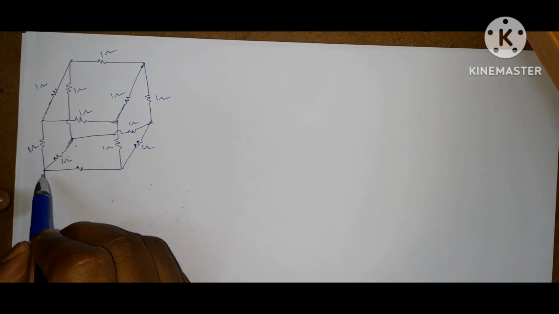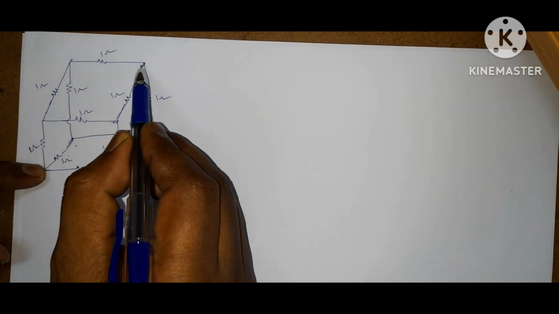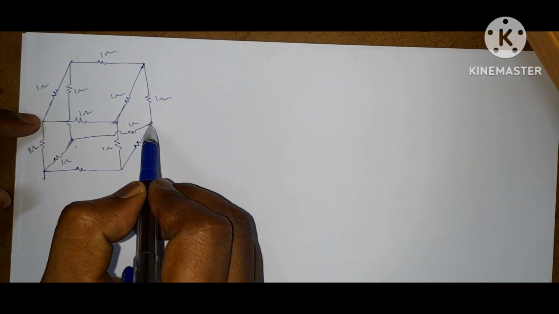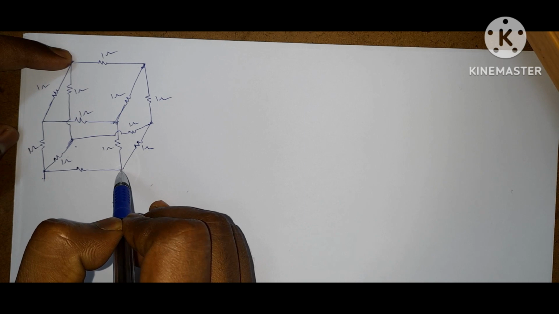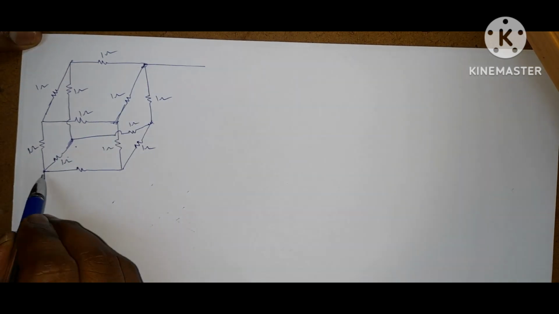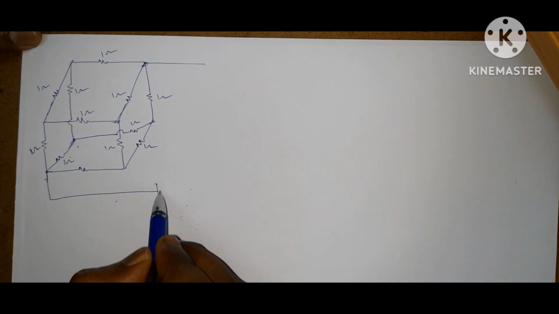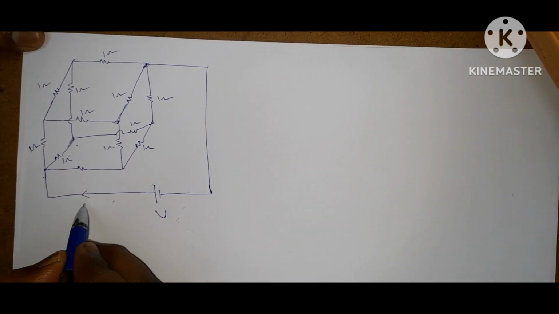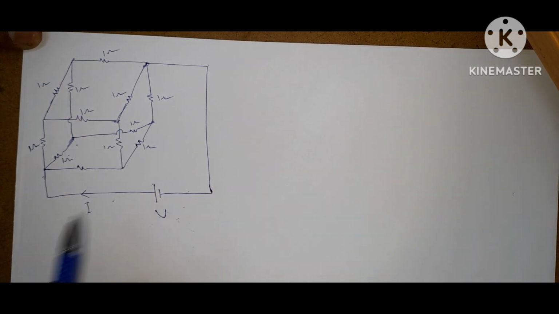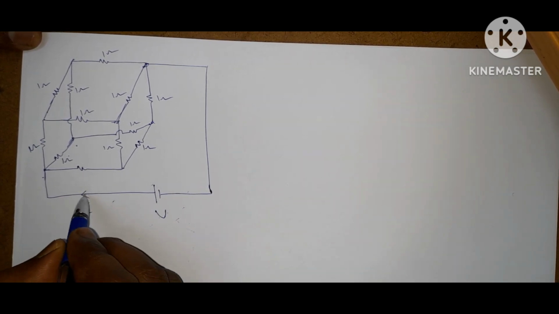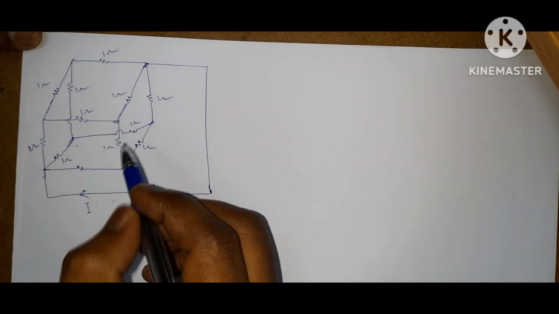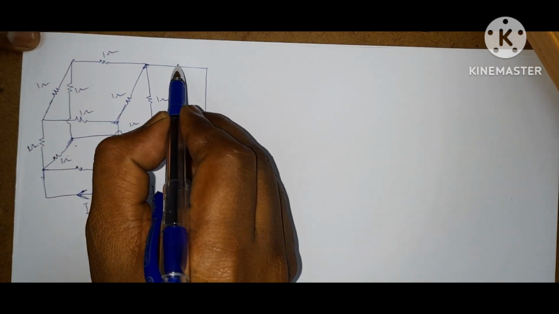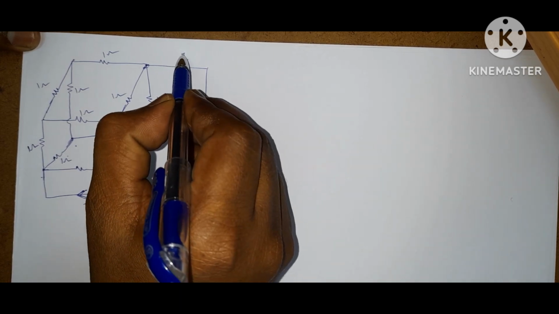Diagonally opposite nodes means this node to this node, or this node to this node. From this node to this node, connect one external voltage source, let it be V. Due to this voltage source, current I is flowing through this network. How much current is entering the network, that much current must leave the network.